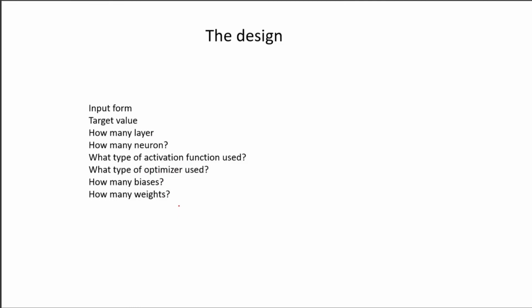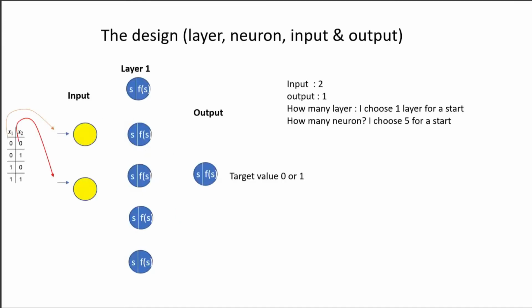So we're going to do the design first. After we clear the problem statement, we're going to design. So this is what I'm going to design. All right. I'm going to put 1 layer. All right. It's my choice. I'll just give one. Let's say we have only 1 layer, and I decide that in this layer I'm going to put 5 neurons.